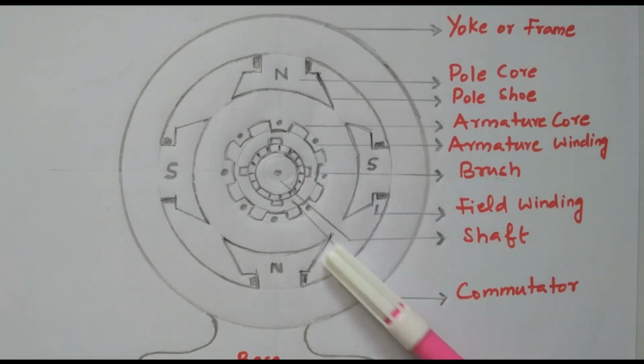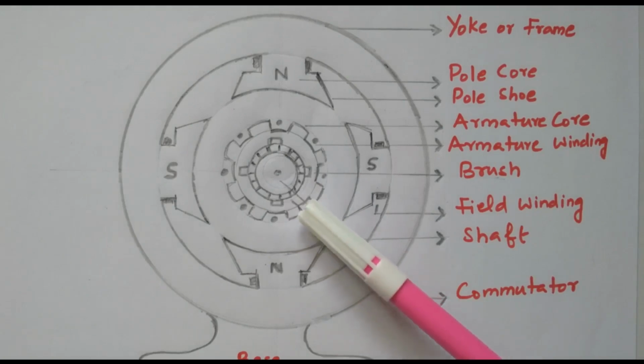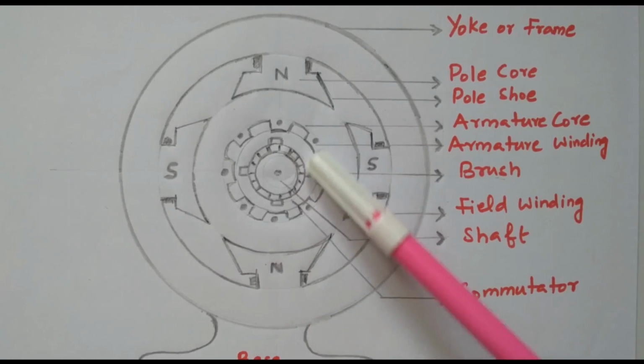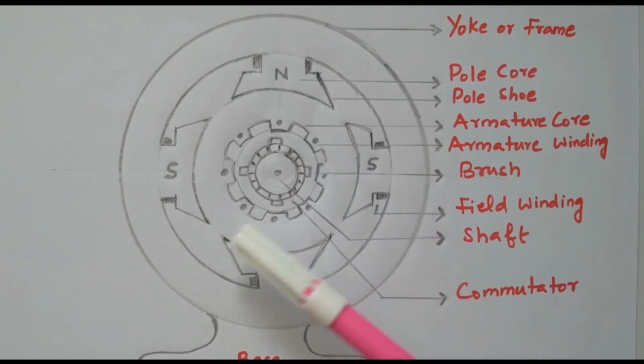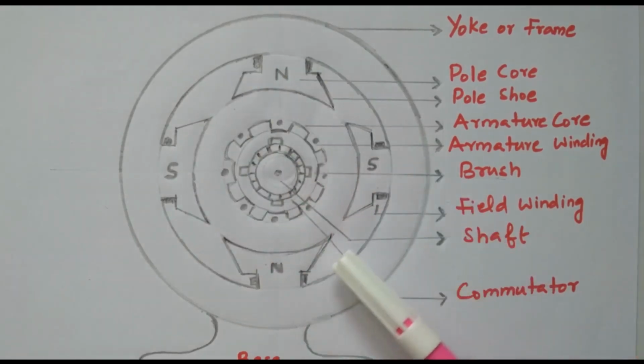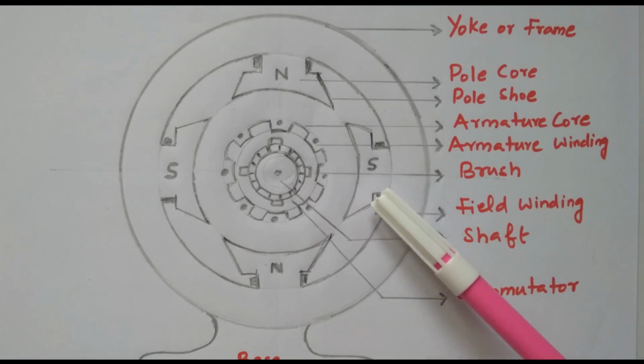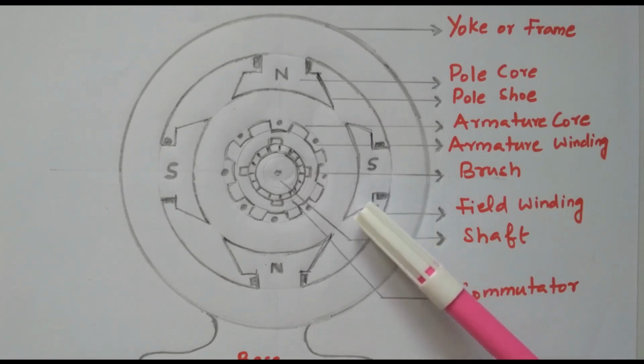So the supply is given to this armature, and the current is flowing through the armature coil, so it becomes a current carrying coil. Then excitation is given to this field winding, either self excited or separately excited. Excitation means to make this field winding into a magnet.